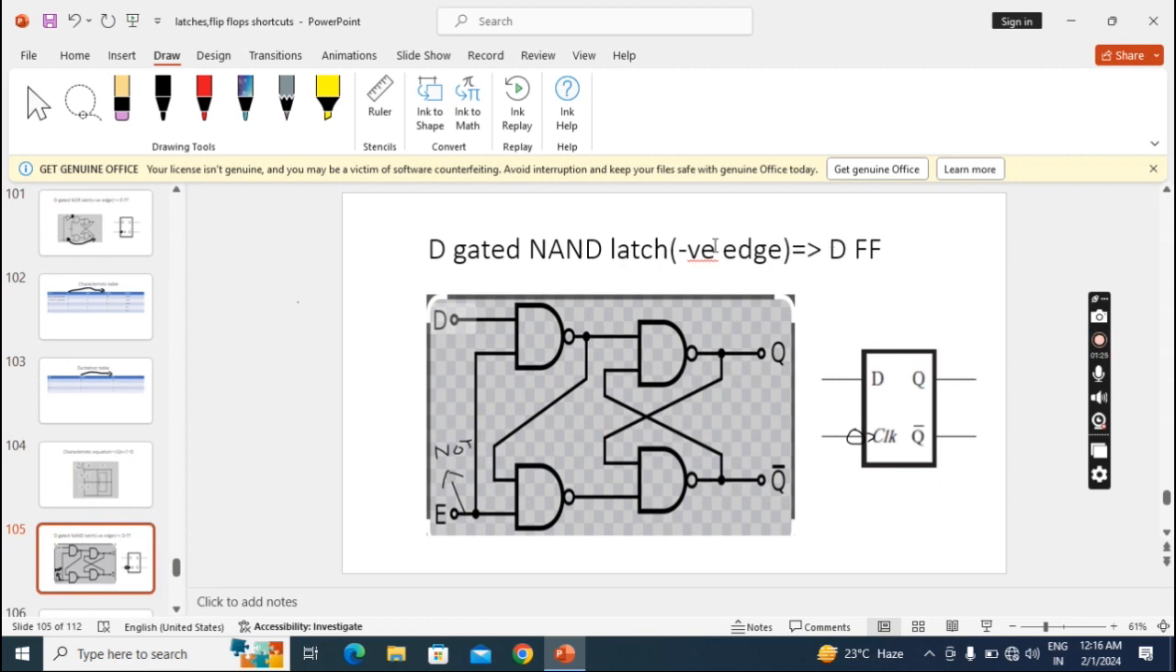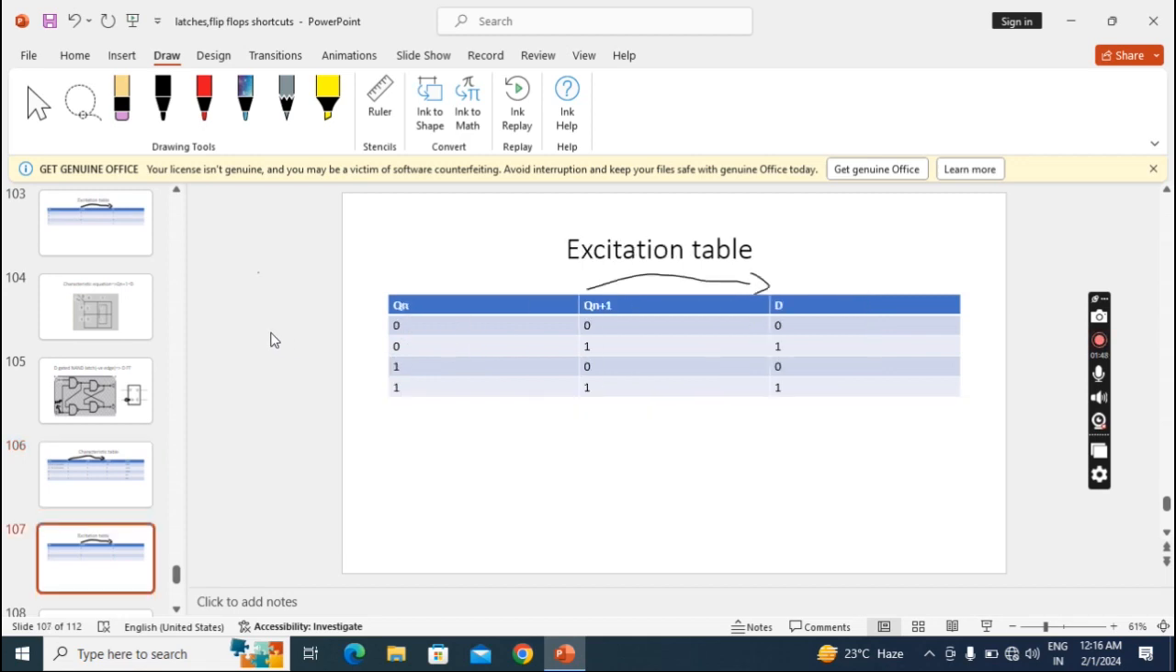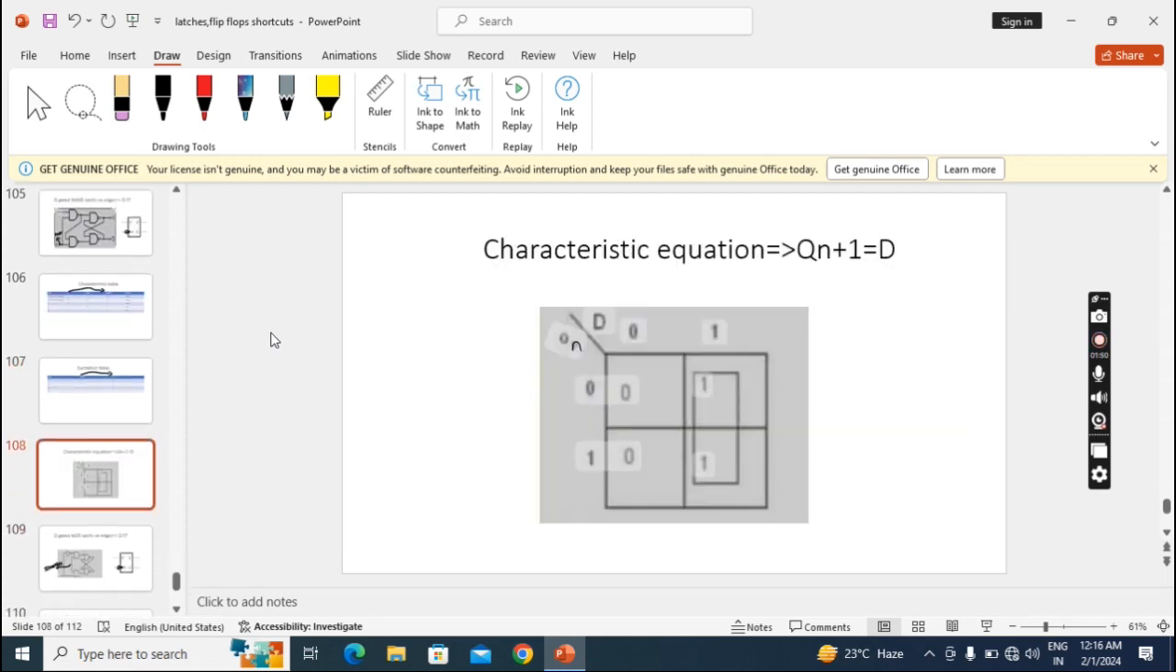Now coming to a D flip-flop with negative edge with the NAND latch part. Here in the symbol you will get a bubble outside along with the triangle symbol, and here we get a NOT gate, that we know. So here 1 means 0 to 1 transition, 0 means 1 to 0 transition, remaining everything same. The excitation table is the same, the characteristic equation is the same.